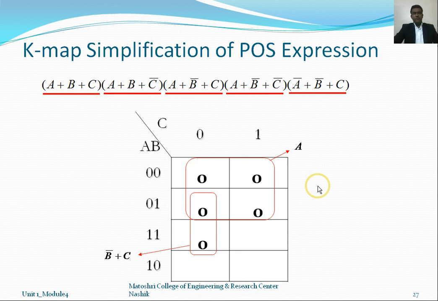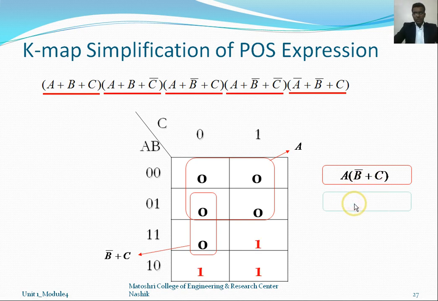After grouping we find the expression from those particular groups. These are the pairs. From that pair we get B bar plus C, or B bar ORing with C, and we get the output as B bar ORing with C. All the remaining vacant places are 1s, that is the SOP, the product terms.